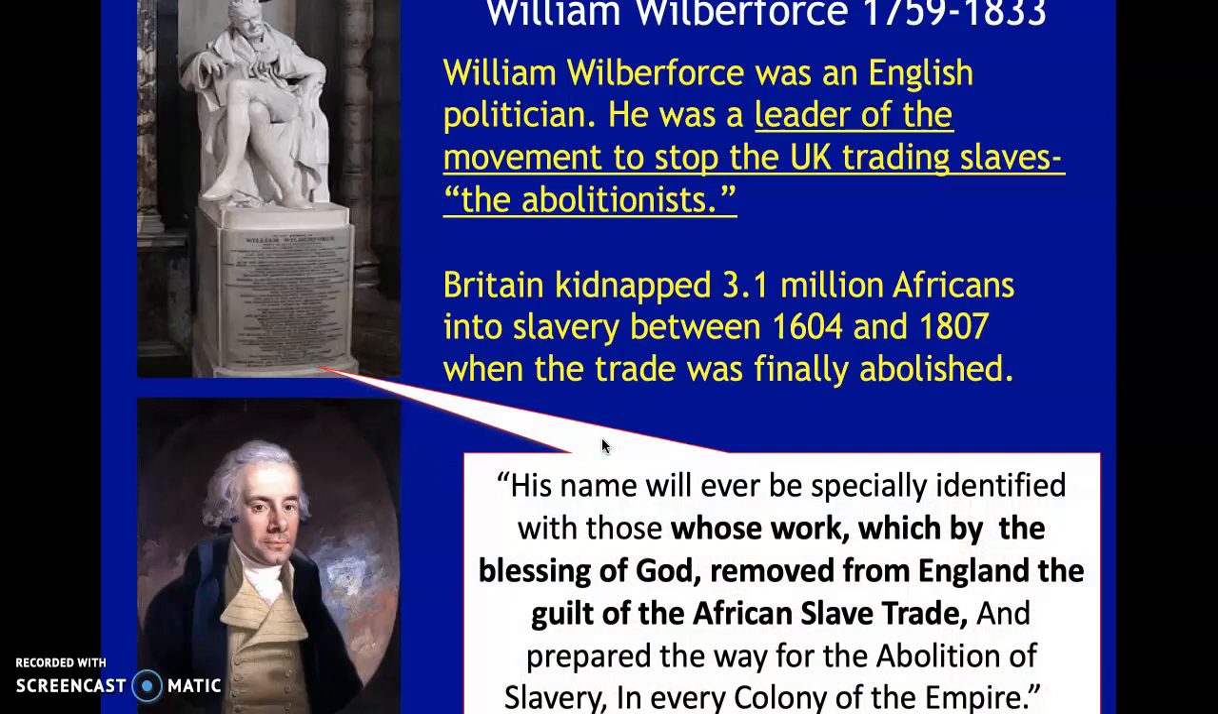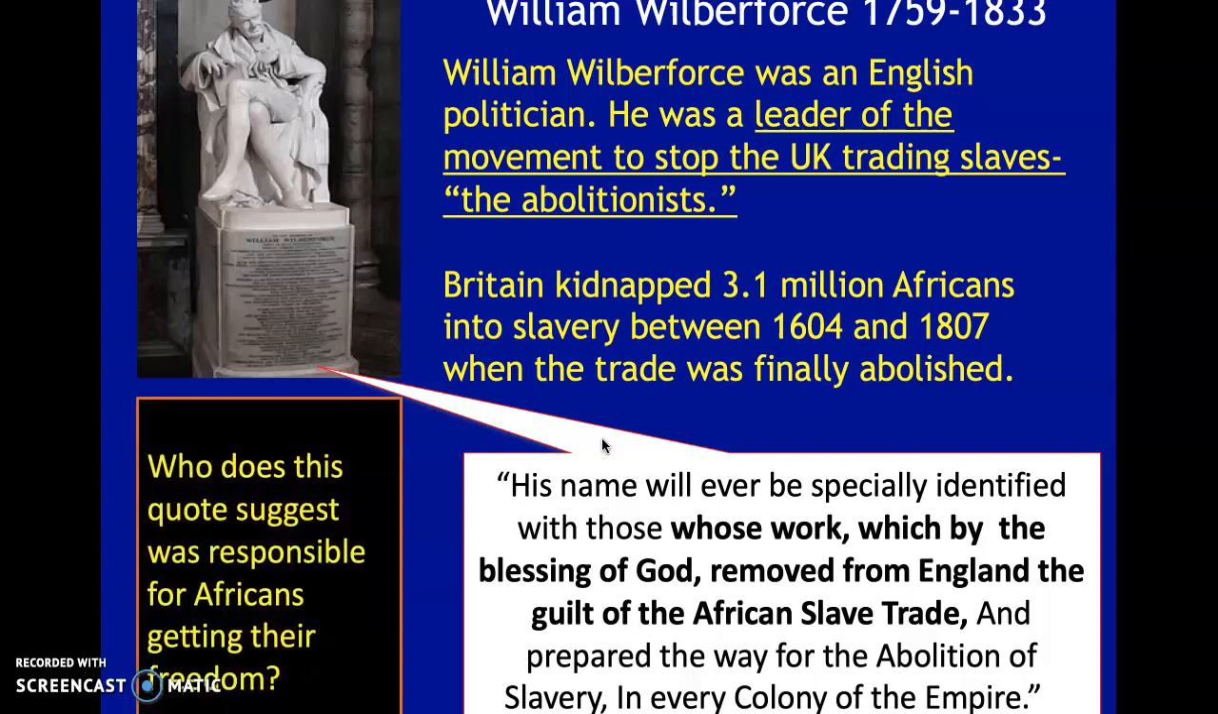And the inscription at the very bottom there ends by saying that William Wilberforce's name will ever be specially identified with those whose work, which by the blessing of God removed from England the guilt of the African slave trade. So there's a very interesting interpretation there about William Wilberforce and what he achieved. Now I'm going to pause again to give you a chance to answer this question, which is, now reading that epitaph, that little quote at the bottom of his statue, who does it suggest was responsible for giving enslaved Africans their freedom?